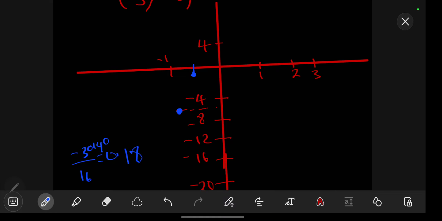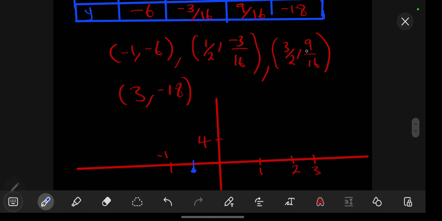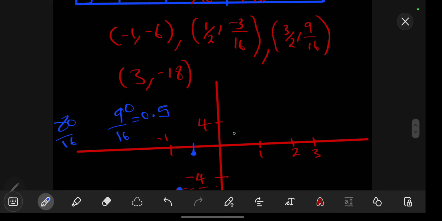Then we are going to look at our next value, our 3/2, comma 9/16. So 9/16 is also equal to 0 point. We add a 0. 90 divided by 16, because 80 divided by 16 gives you 5. So it's approximately 5 point something. So we're just going to go at 0.5. So 3/2 is a number in between. So we have 0.5. So that's somewhere here. Then this is just not drawn to scale.